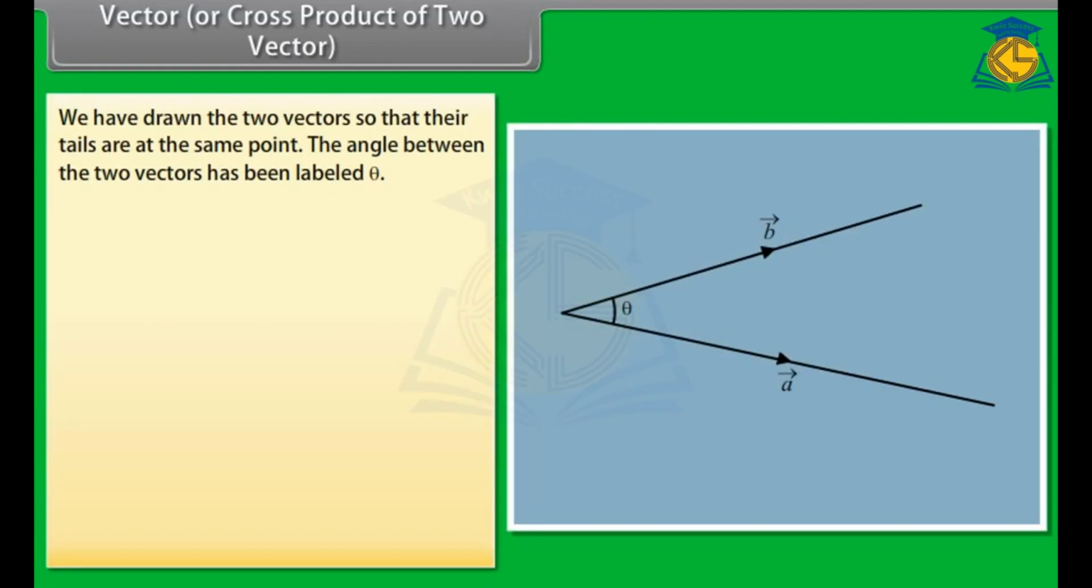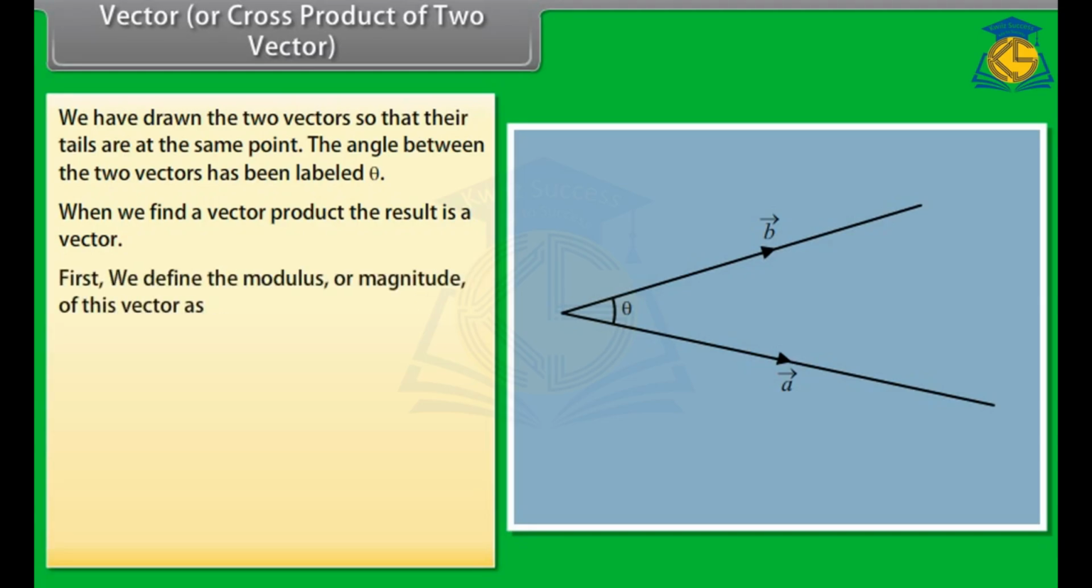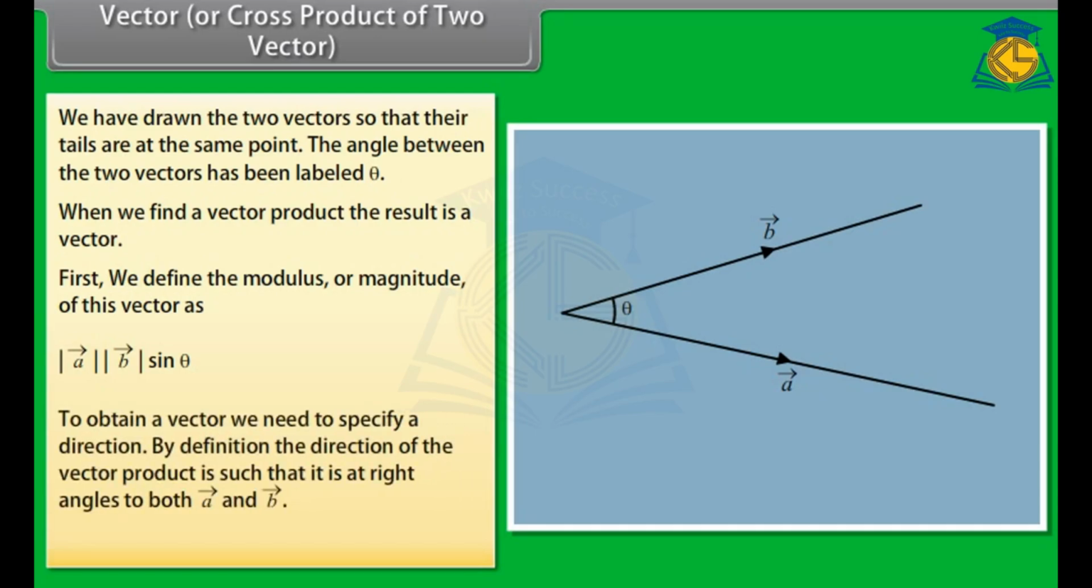Vector or cross product of two vectors. We have drawn the two vectors so that their tails are at the same point. The angle between the two vectors has been labeled theta. When we find a vector product, the result is a vector. First, we define the modulus or magnitude of this vector as magnitude of vector A into magnitude of vector B into sine of theta. To obtain a vector, we need to specify a direction.